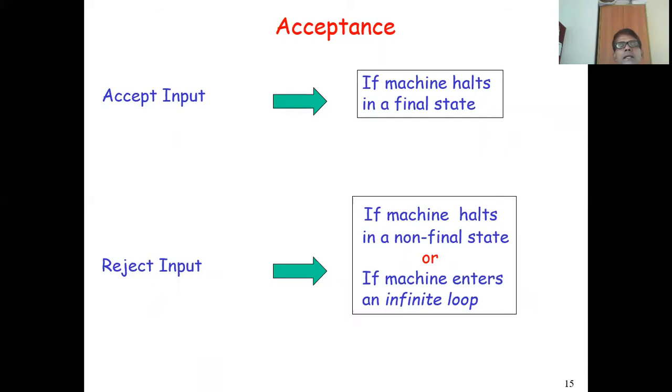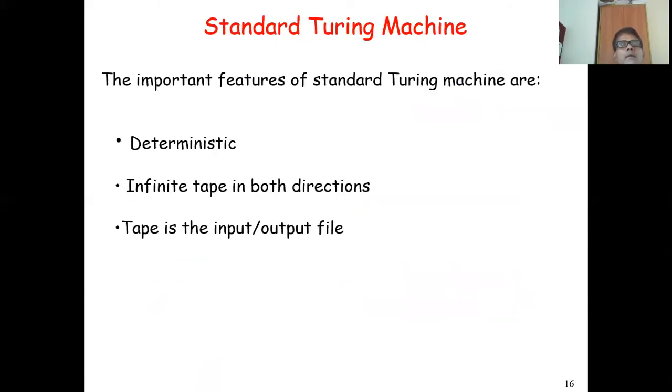If, on the other hand, the machine halts in a non-final state, or if the machine enters an infinite loop, the string will be rejected. So these are some of the important features of the standard Turing machine. Standard Turing machines are deterministic and have an infinite tape in both directions. The tape is the input and output file.